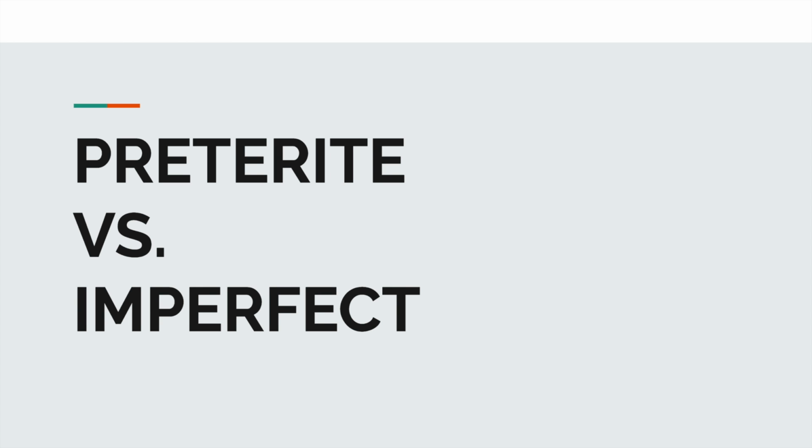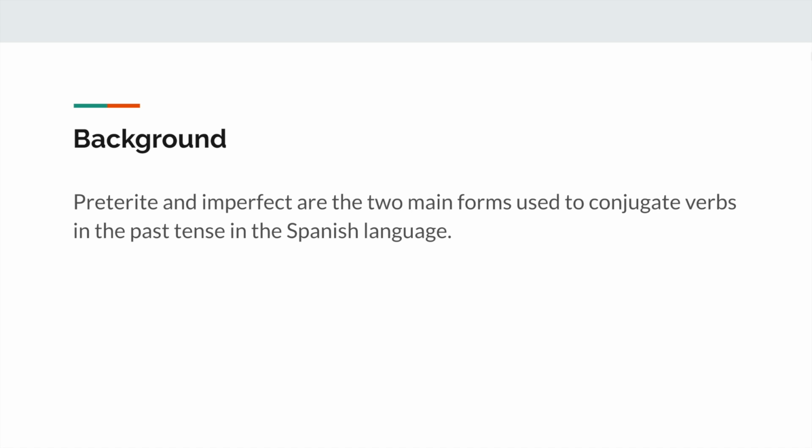So today we're going to be learning about preterite and imperfect in the Spanish language, which are the two main forms used to conjugate verbs in the past tense. So when you're talking about things that happened in the past and you need to conjugate the verbs, in the English language it would be like this: "happen" would be the present tense, and then "did happen" would be the past tense. So that's what we're trying to look at, and in the Spanish language there's two different forms.